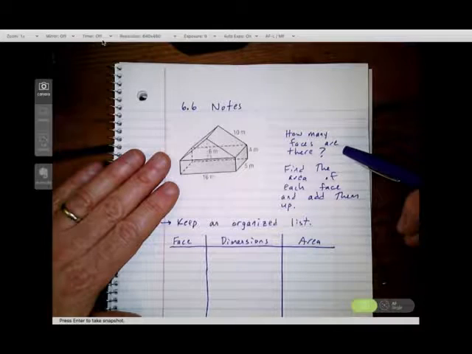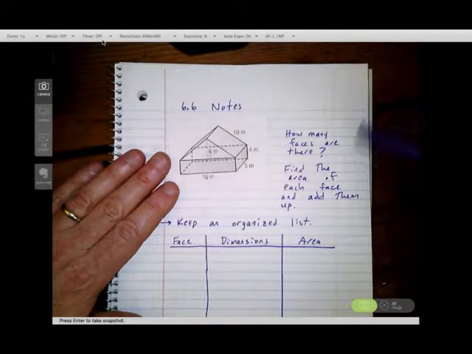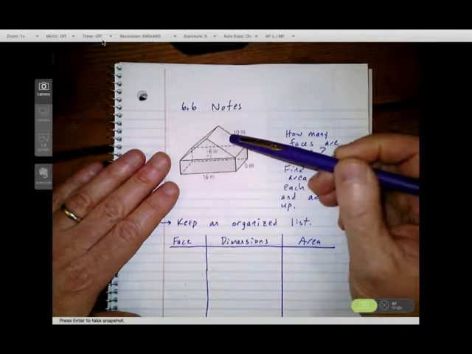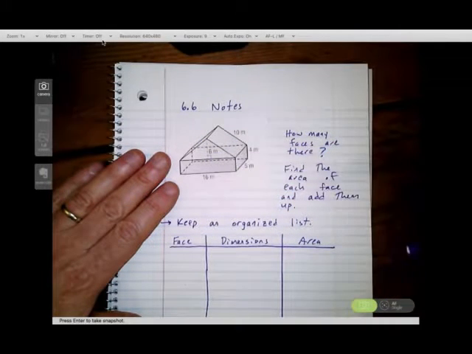So when you're doing these, the first question I think you should ask yourself is how many faces are there? Because we're going to find the surface area by adding the area of each face up. We're going to find the area of each face and then add them up to get the total surface area. So let's figure out how many faces are there in this 3D shape here.